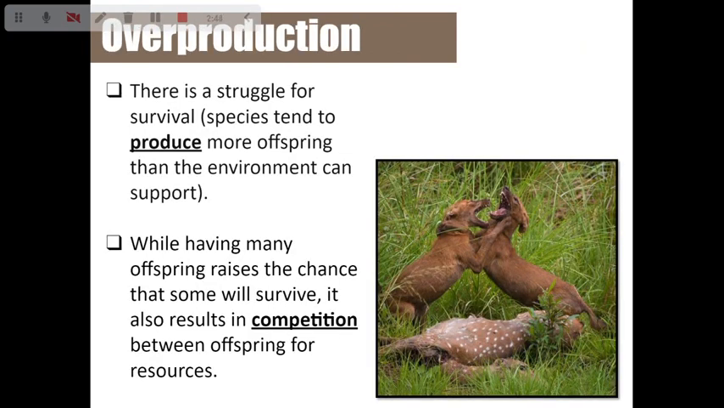Overproduction. This is when there is a struggle for survival. Species tend to produce more offspring than the environment can support. While having many offspring raises the chance that some will survive, it also results in competition between offspring for resources.